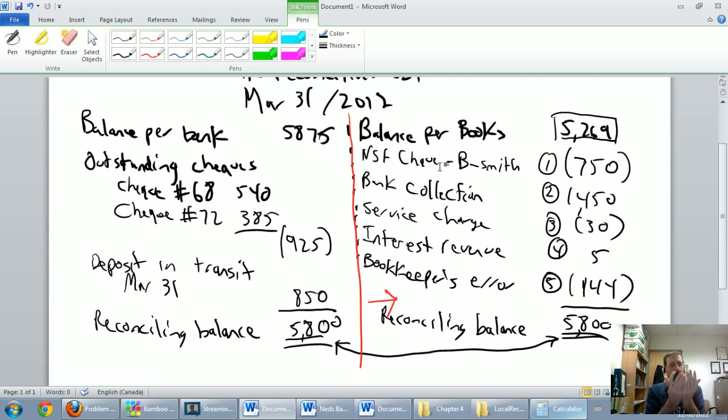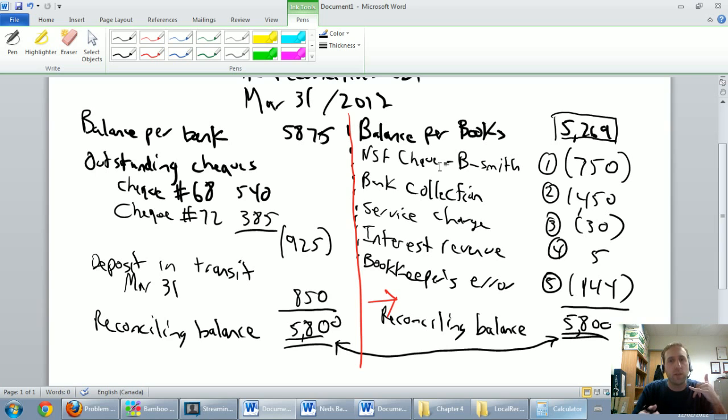You look at your bank statement. You get this note on the bank statement that says, NSF check B. Smith. I'll tell you what I'd do. I would pick up the phone. I would call B. Smith and I would say, B. Smith, you've given me an NSF check. That means you gave me a check, you didn't have the money to back it up. Your check bounced, B. Smith, you owe me $750. You thought you paid the bill.